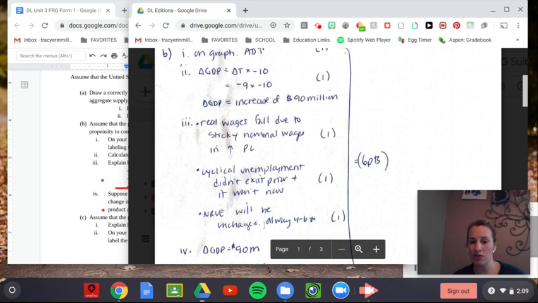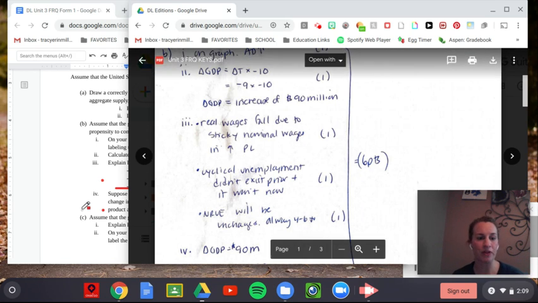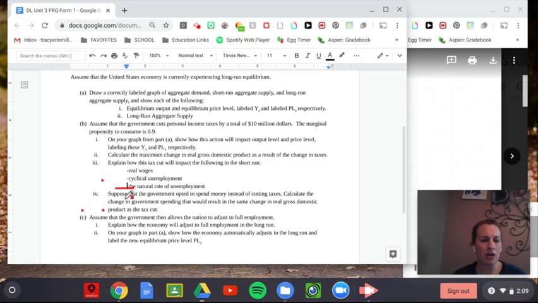So this part of the question is really just having you think about these three concepts and how they would apply to this hypothetical. Those were all worth 1 point each. It was sort of all or nothing. You had to explain it, identify what would happen, and then explain. The last part of part B says, suppose that the government opted to spend money instead of cutting taxes. Calculate the change in government spending that would be required to have the same change in GDP.